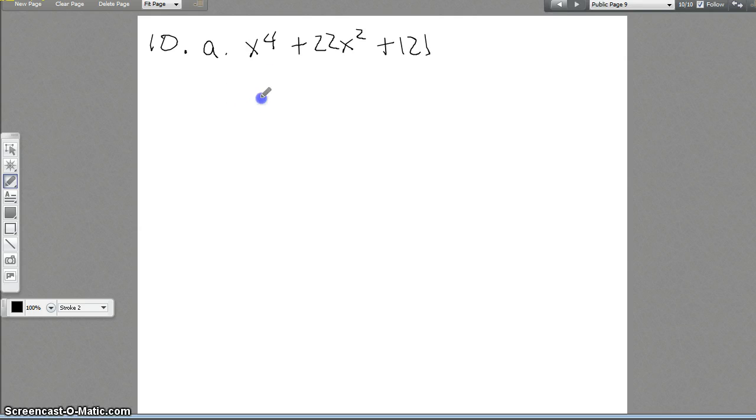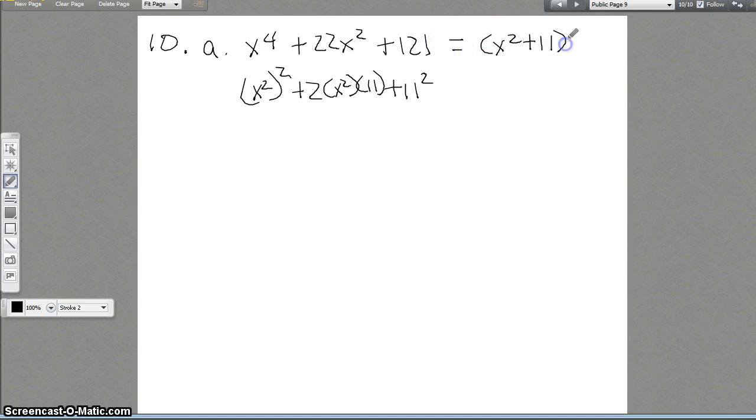So my first term I can write as x squared squared. My last term I can write as 11 squared. My middle term is double my first term times my last term. Well, 2 times 11 times x squared is 22x squared, so it is. That means that I can write this as (x squared plus 11) squared.